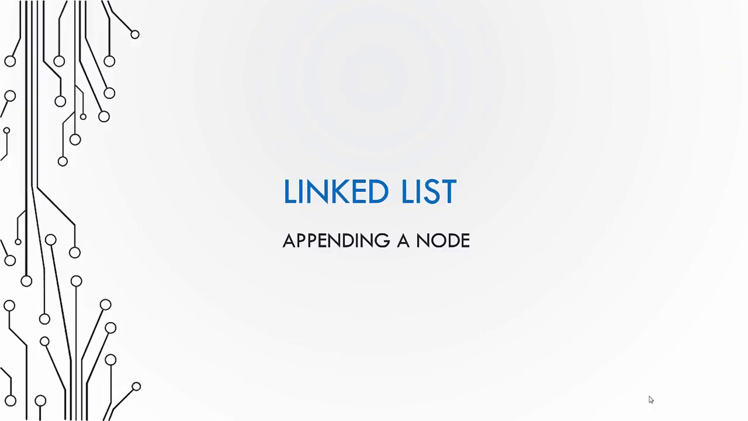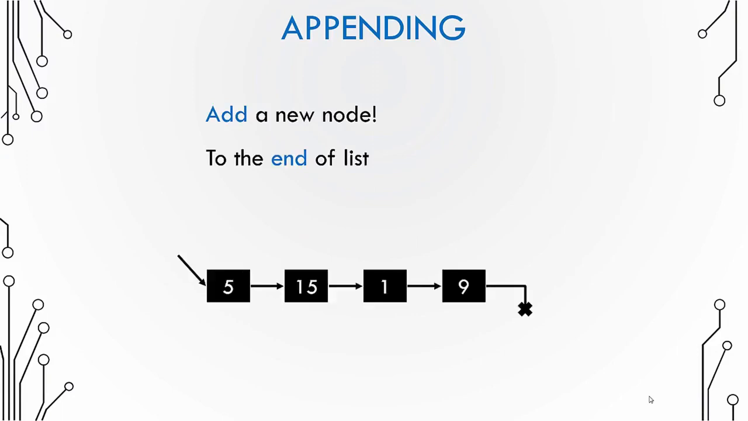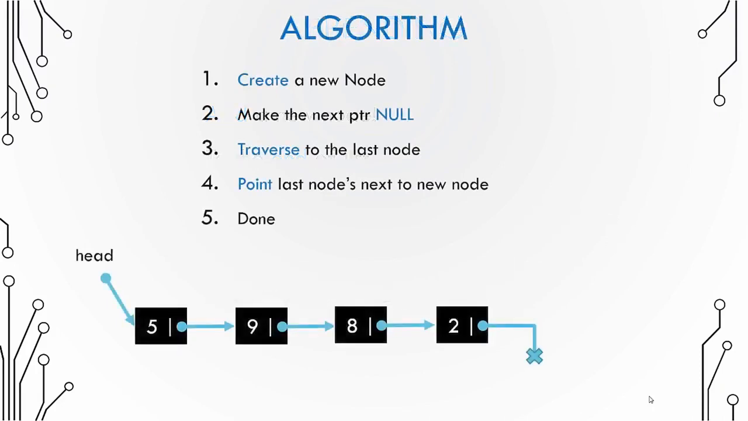Let us understand how do we append a node to a linked list in this video. So when somebody says appending to a linked list, it means that they add a new node to the end of the list. So basically the process involves creation of a node and then pointing the last element of the list to that node. Now let us go through the algorithm of appending a node to a linked list along with a step-by-step visualization. So the first step is to create a new node.